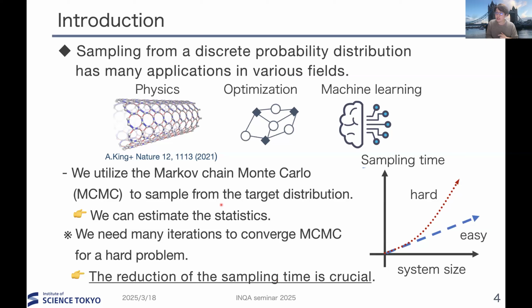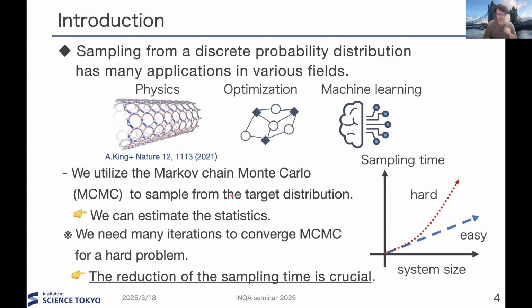So this is the introduction. Sampling from the discrete probability distribution has many applications in various fields. For example, physical simulation and optimization, for example, K-SAT or traveling salesman or Boltzmann machine learning. To sample this probability distribution, we often utilize the Markov-chain Monte Carlo to sample from the target distribution. And given this, we generate the sample following this target distribution by using MCMC, we estimate the statistics.